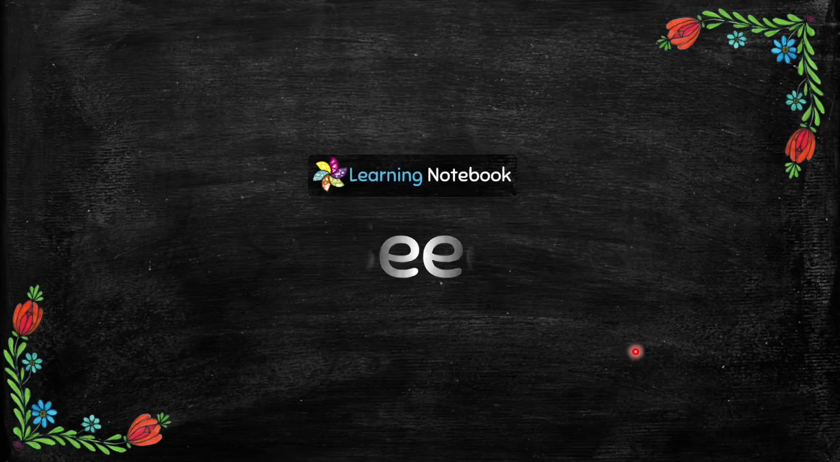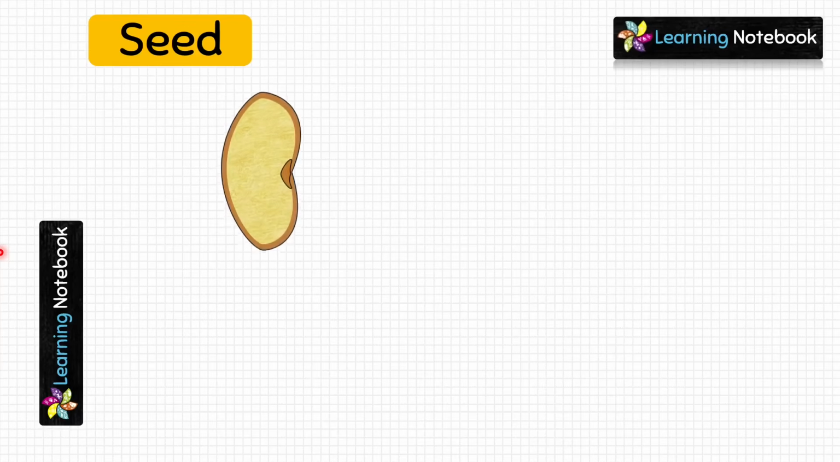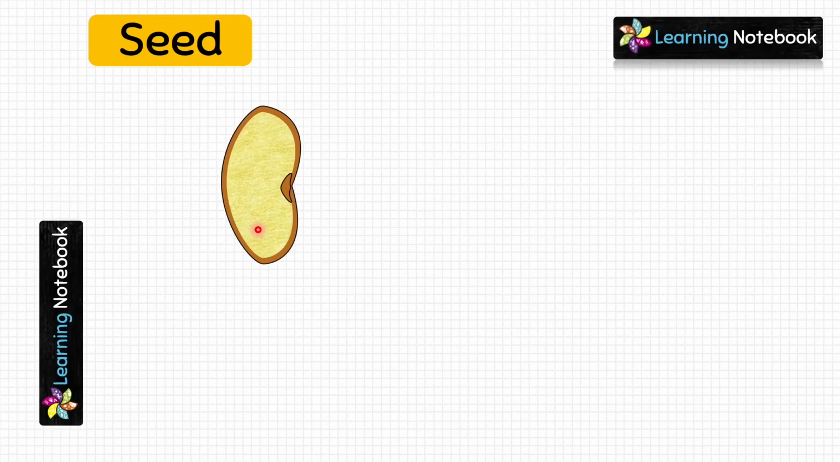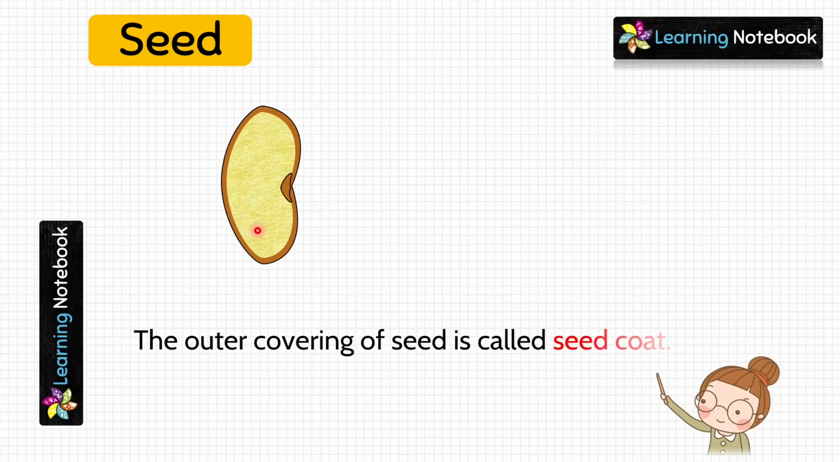Now students, let's learn more about seed. Students, this is a seed. Here I am taking an example of bean seed. In Hindi, we call it rajma. Look here. The outer covering of seed is called seed coat. So this is seed coat, the outer covering of the seed.